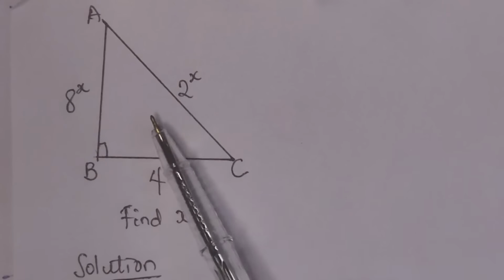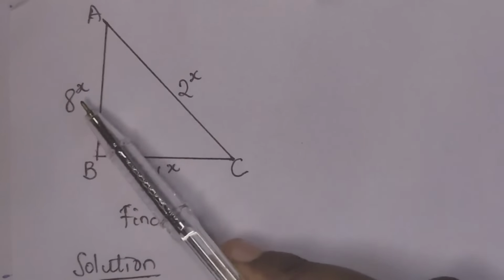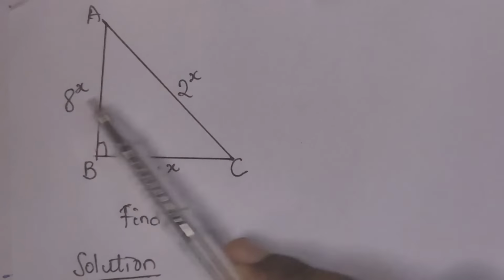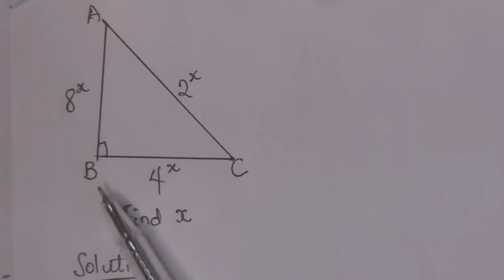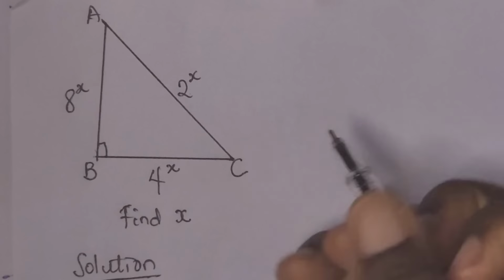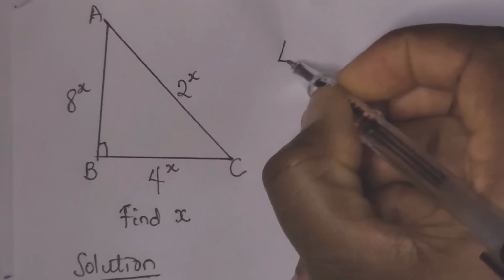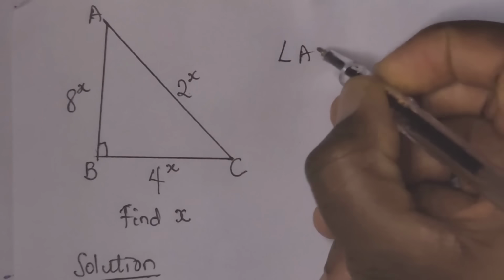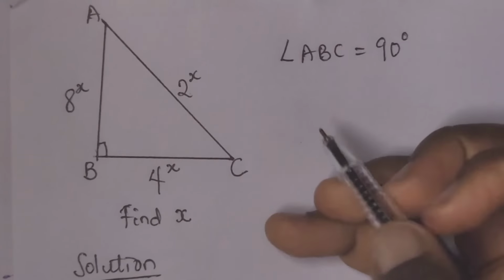So today we have this right angle triangle to resolve. We have that line AB is equal to 8 to the power of x, line AC is equal to 2 to the power of x, and line BC is equal to 4 to the power of x. Now, from this triangle, angle ABC is equal to 90 degrees.